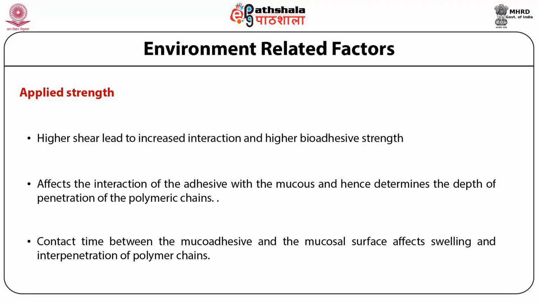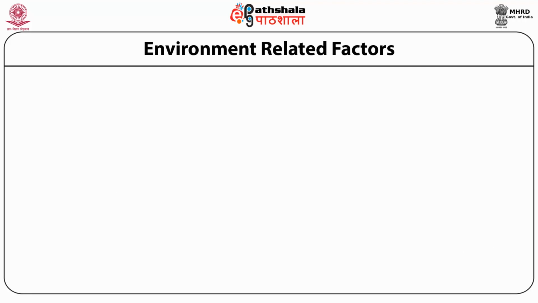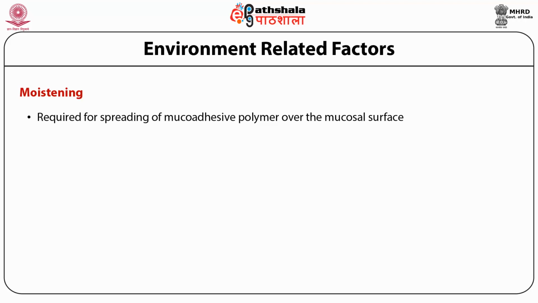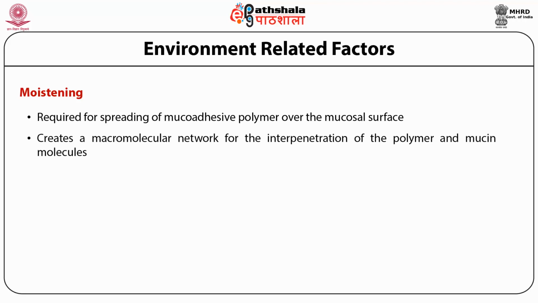The next environmental factor which influences the performance of a mucoadhesive system is the moistening. Moistening or wetting is required to allow the mucoadhesive polymer to spread over the mucosal surface and create a macromolecular network of sufficient size for the interpenetration of the polymer and mucin molecules and to increase the mobility of the polymer chains. Therefore, it is important that proper moistening or wetting is there if we require the best performance of the mucoadhesive drug delivery system.